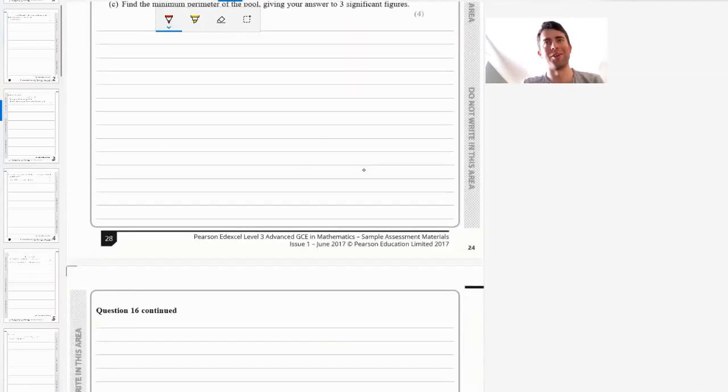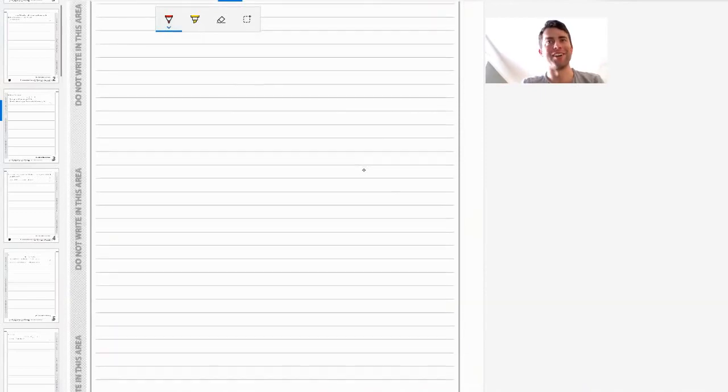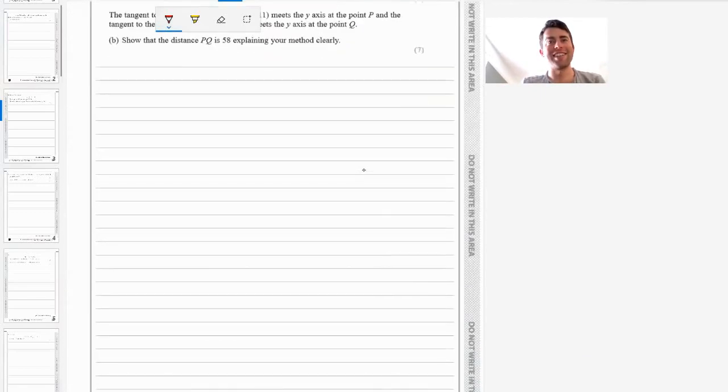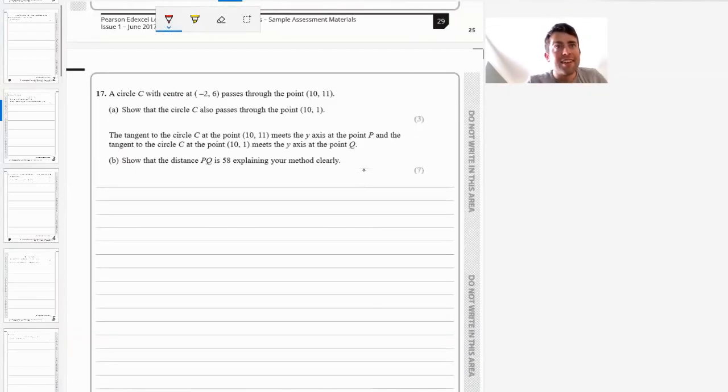Question 17. I'm obviously losing the plot a little bit. I've been doing this for a while now. 17. A circle with that centre passes through that point.